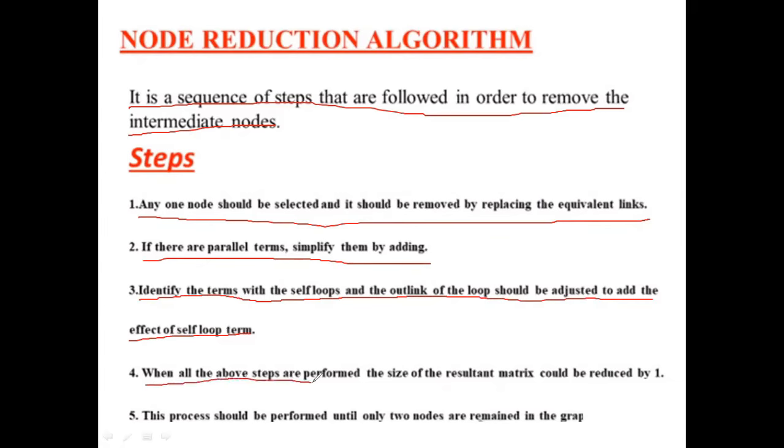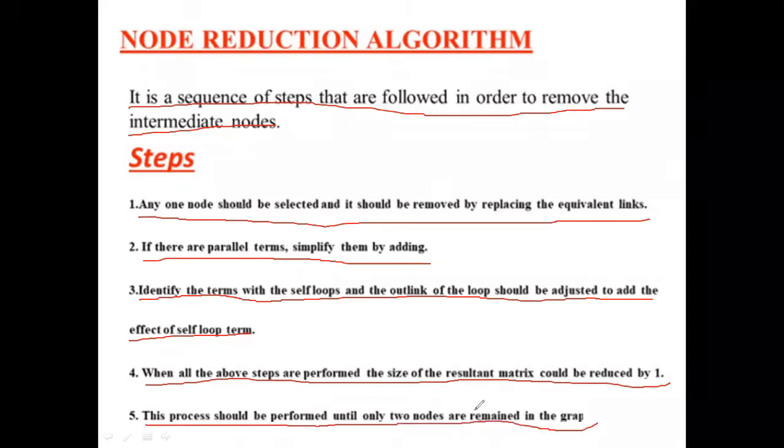When all the above steps are performed, the size of the resultant matrix should be reduced by 1. So here you select one node, and if there are any parallel terms, you simplify them by adding. After that, identify the terms with self loops, and the outlinks of the loop should be adjusted to add the effect of the self loop term. When all the above steps are performed, the size of the resultant matrix is reduced by 1. This process should be performed until only 2 nodes remain in the graph.